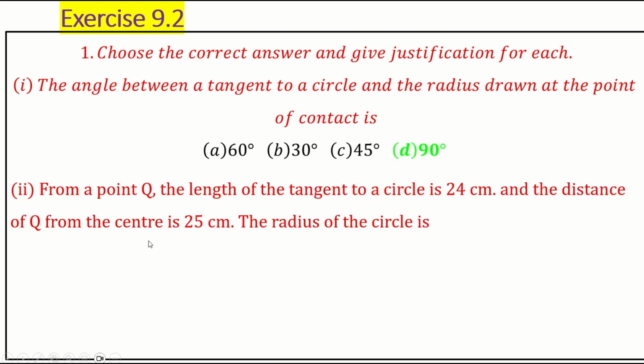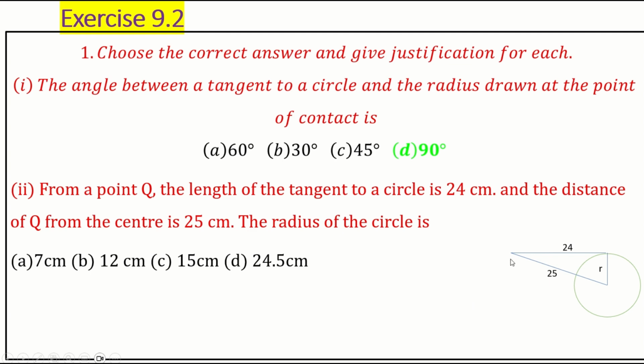Next. From a point Q, the length of the tangent to a circle is 24 centimeters and the distance of Q from the center is 25. The radius of the circle is? We know that this forms a right angle triangle. Hypotenuse is 25 and one of the sides is 24. So radius is what they are asking, which is nothing but 25 square minus 24 square, which is 49. So the square root of 49 is the radius, that is 7 centimeters. This is the answer, A.